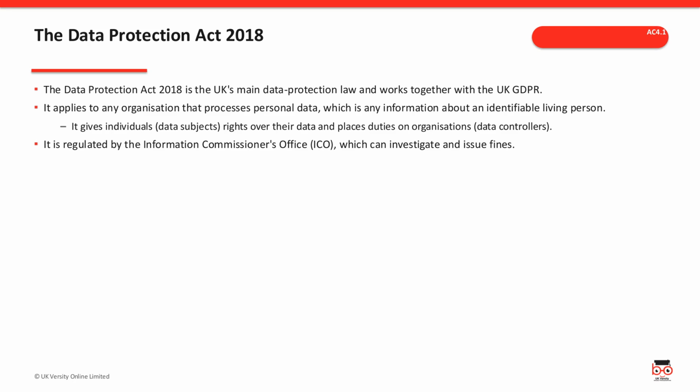Together, they cover both protecting data and punishing misuse. Let's look more closely at the Data Protection Act 2018. It's the UK's main data protection law, working hand in hand with the UK GDPR, and it applies to any organisation that processes personal data, meaning any information about an identifiable living person. It gives individuals, known as data subjects, rights over their data, and it places clear duties on the organisations, the data controllers, that hold it. The Information Commissioner's Office regulates all this and has the power to investigate and to issue fines.